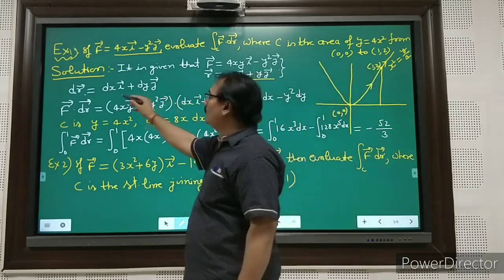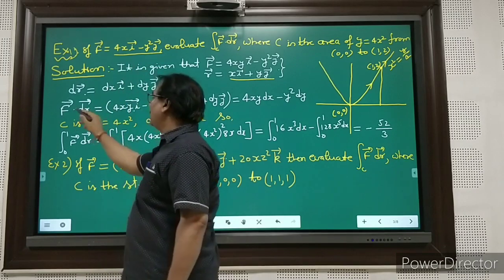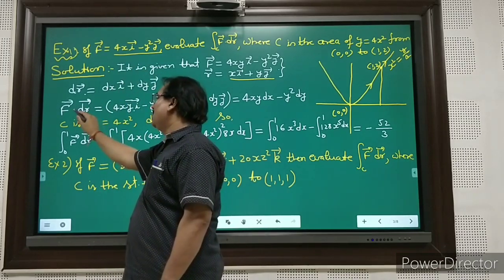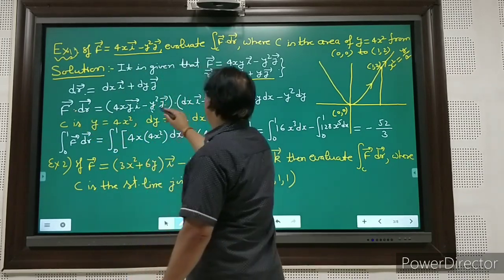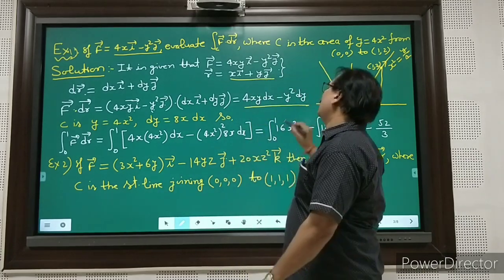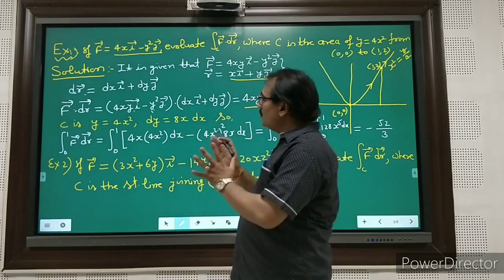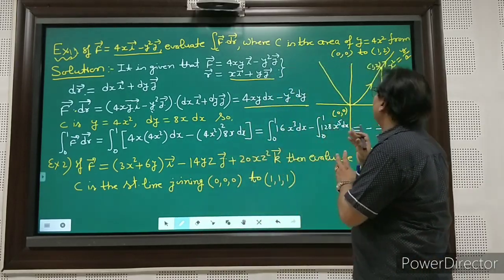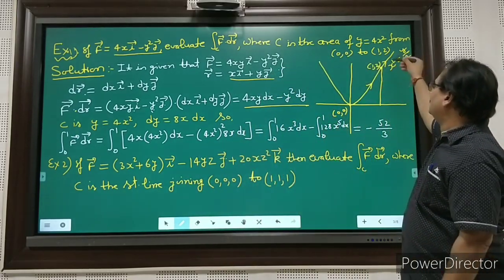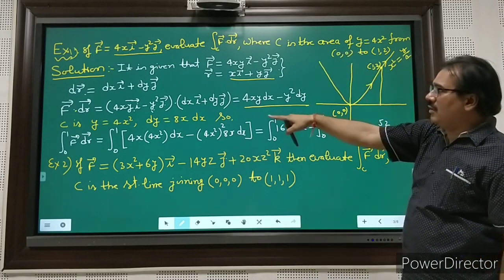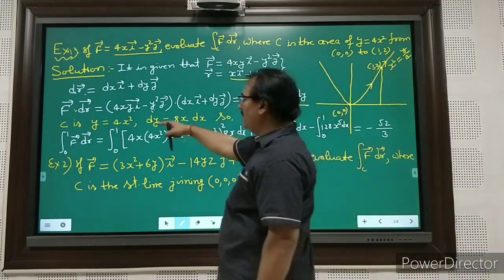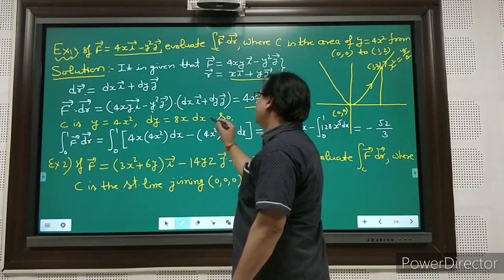Now dr is of course dx i plus dy j, and f dot dr you can evaluate here. After evaluation you will get 4xy dx minus y square dy. Now let us look at what the curve is. The curve is of course a parabola. This is the curve, a parabola y equal to 4x square. Then dy will be 8x dx.